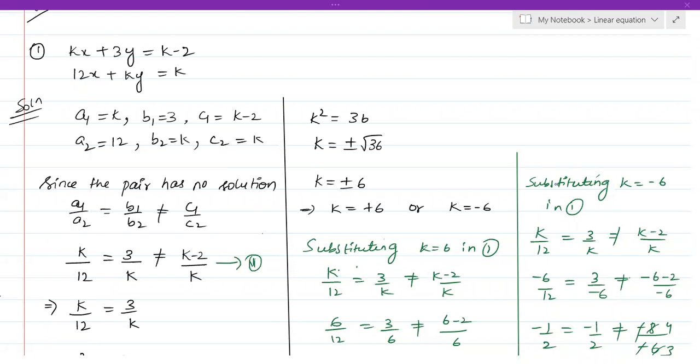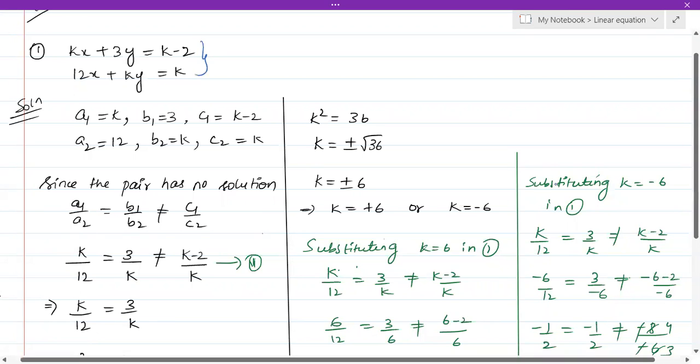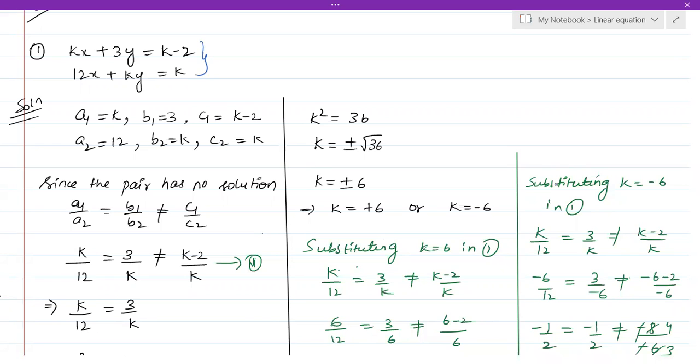So here, again, we have taken a pair of linear equations: kx plus 3y equals k minus 2, and 12x plus ky equals k. Here, this pair has no solution. It is given that the pair has no solution. If the pair has no solution, then find the value of k.